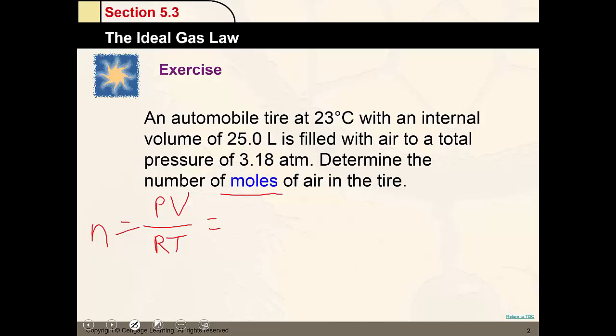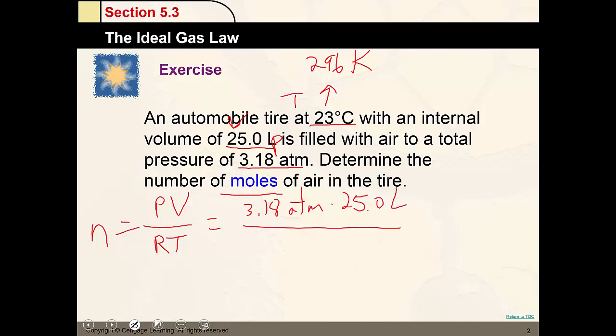And identifying these variables should be easy. So the automobile tire at 23 degrees Celsius, so that's temperature. And we know always the temperature has to be in Kelvin. So we add 273, so the temperature in Kelvin is 296. Next, the internal volume, 25.0 liters. We don't need to convert that since it's already in liters, and the pressure, P, is already in atmospheres. Okay, so now that we've labeled each of those, we just plug those into our formula.